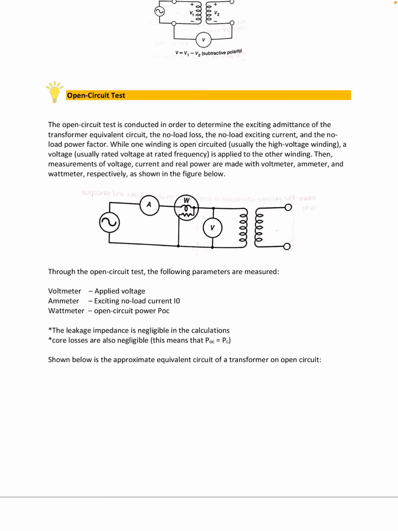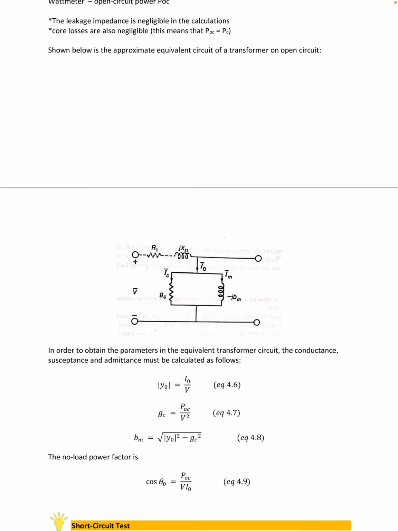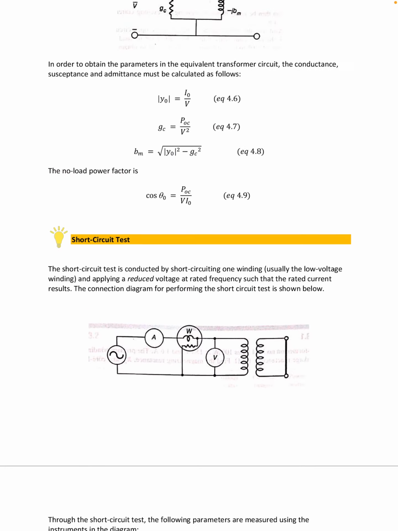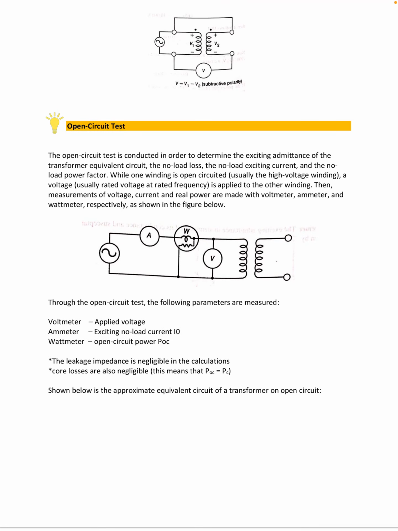Now let's move to open circuit test. So we have this circuit test is actually two-pronged. We have open circuit and then the short circuit test. So for open circuit test, gina-conduct natin na siya in order to determine ang admittance, the exciting admittance of the transformer equivalent circuit. That's one. Second is ang no load loss or losses. Then the third is the no load exciting current or katong I0. And the fourth one is the no load power factor or cosine theta sub 0.